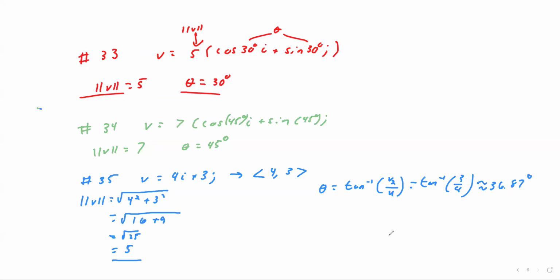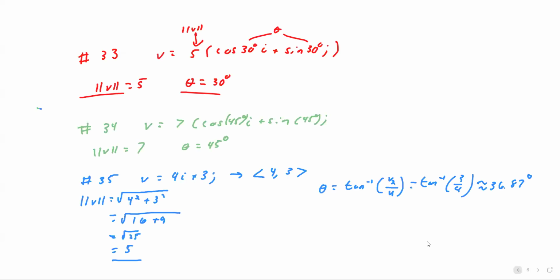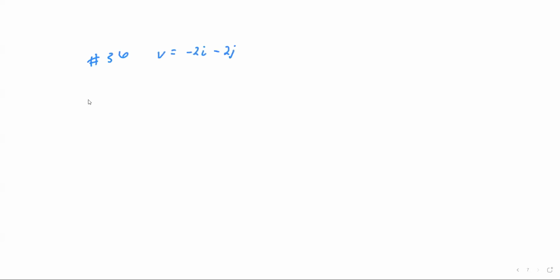All right, let's do another one to make sure you understood that. So let's look at number 36. This one is v equals negative 2i minus 2j. One thing to also note there, I didn't point it out, but we have to make sure we know where we're at. So 4 comma 3 is in this quadrant, so I don't have to do anything to that answer. I get my answer.